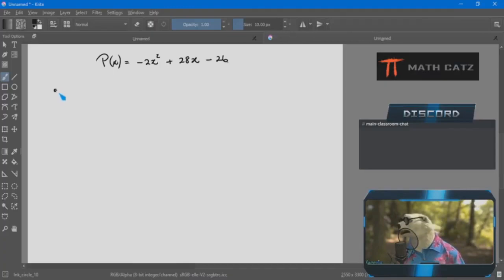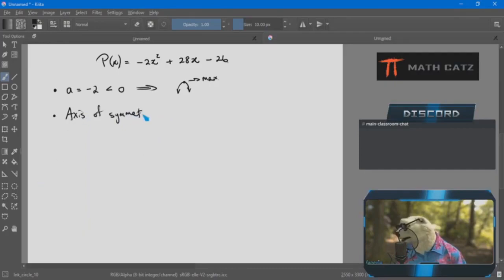So I go through my list. I might not need all of it, like x-intercepts and stuff. But I do want to check the leading coefficient, which is -2, which is negative, which means graphically my parabola is pointing down, which means I'm going to have a maximum, which is good because that's exactly what they want me to find. Okay. Now I know that that maximum is going to sit right in line with the axis of symmetry.